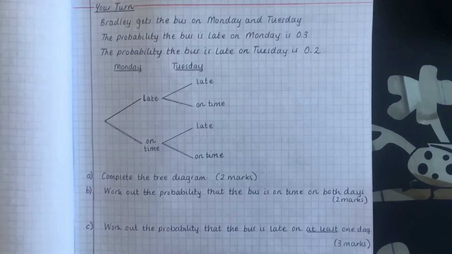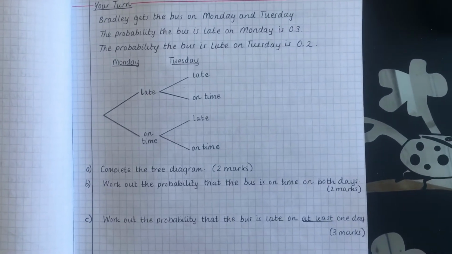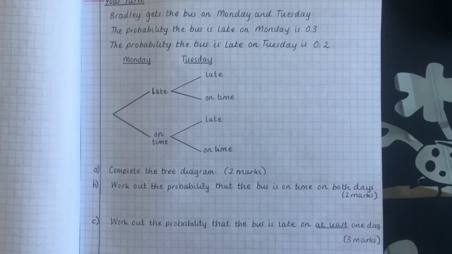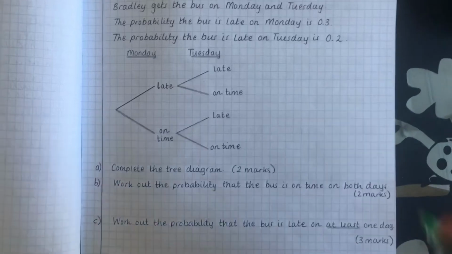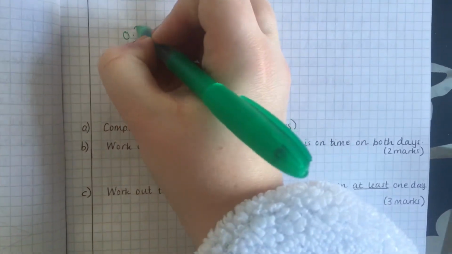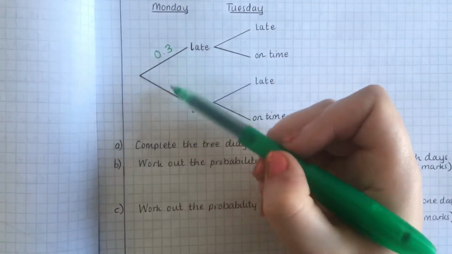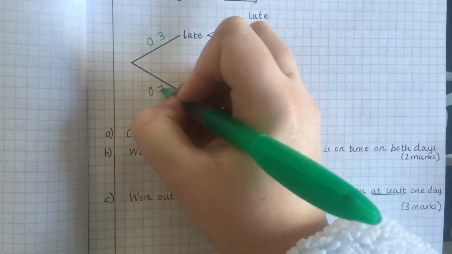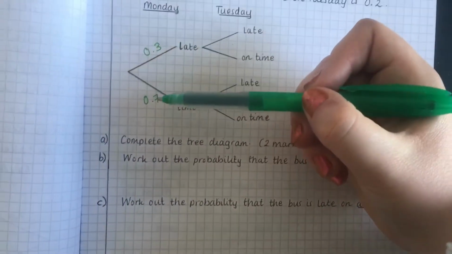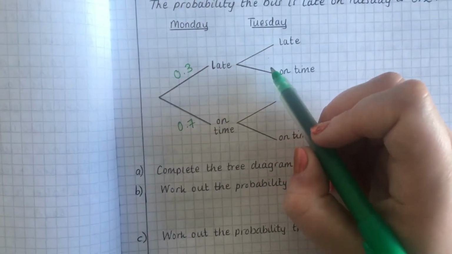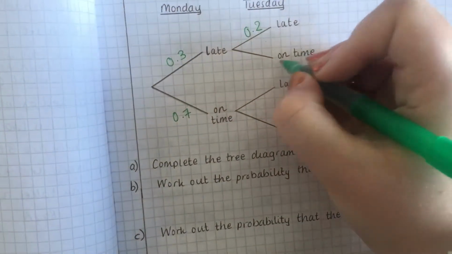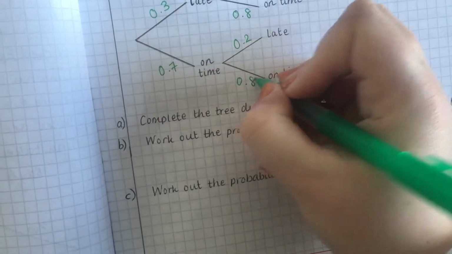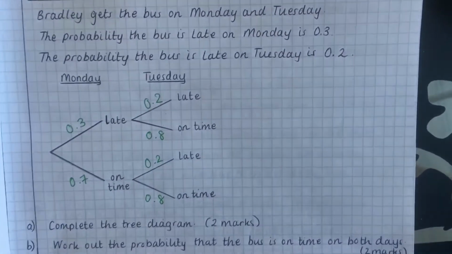Okay, so the question says, Bradley gets the bus on Monday and Tuesday. The probability that the bus is late on Monday is 0.3. The probability that it's late on Tuesday is 0.2. Okay, so late on Monday is 0.3, so that means we have to write 0.3 along that branch. Now don't forget, these add up to 1. So on time, so not late, is going to be 0.7. How did I get that? 1 minus 0.3 is 0.7. Tuesday, late is 0.2. So not late is 0.8 because they add up to 1. And then these repeat. So even though these aren't fractions, you do it in the exact same way.